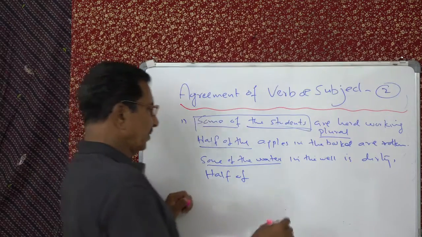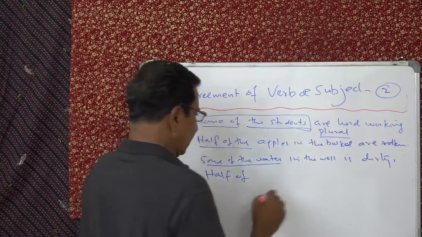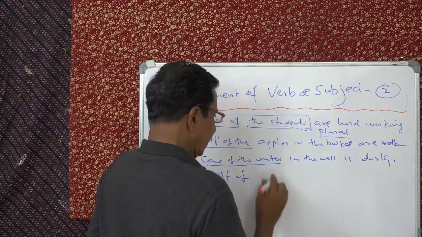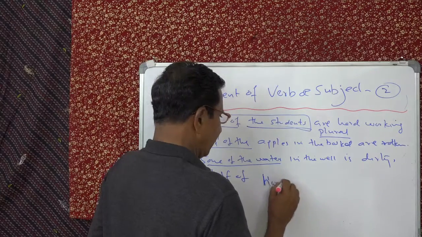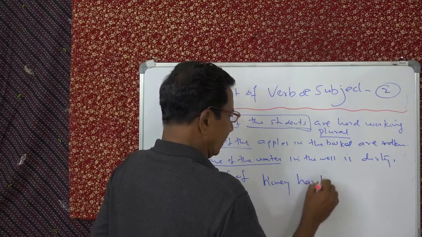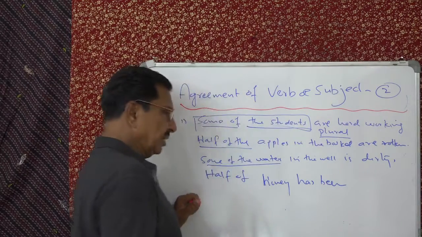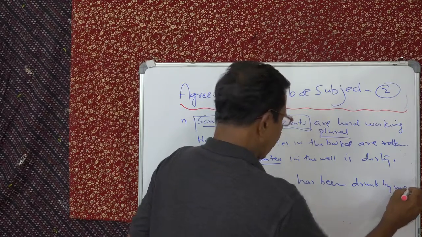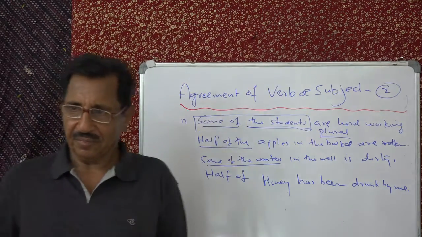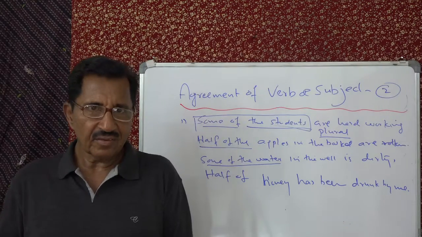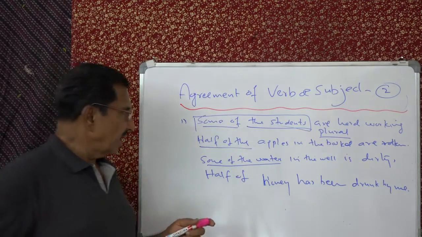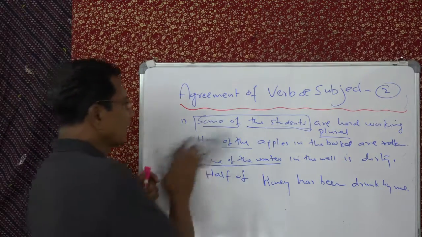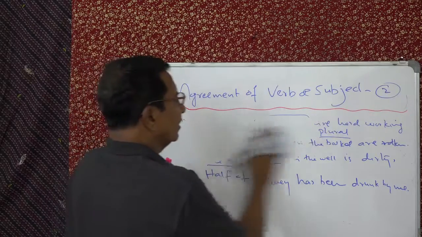You can say half of the curd or honey. Okay, you like honey. Half of the honey has been drunk by me. Half of the honey has been, not have been. Is that clear? It's no problem. Some of, half of. Countable nouns, plural. Uncountable nouns, singular. Okay, that's very good.